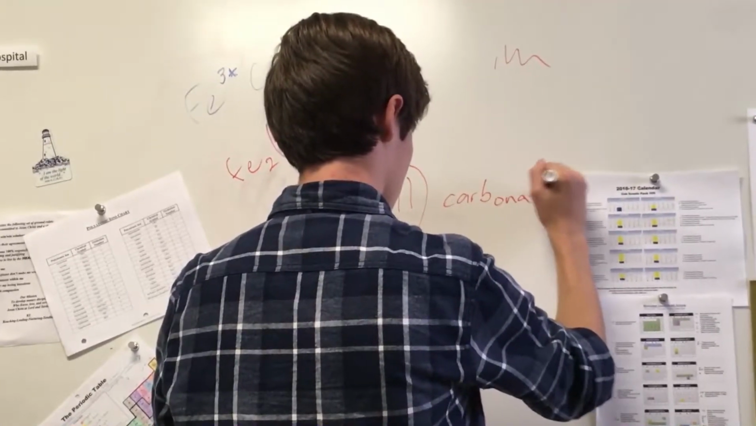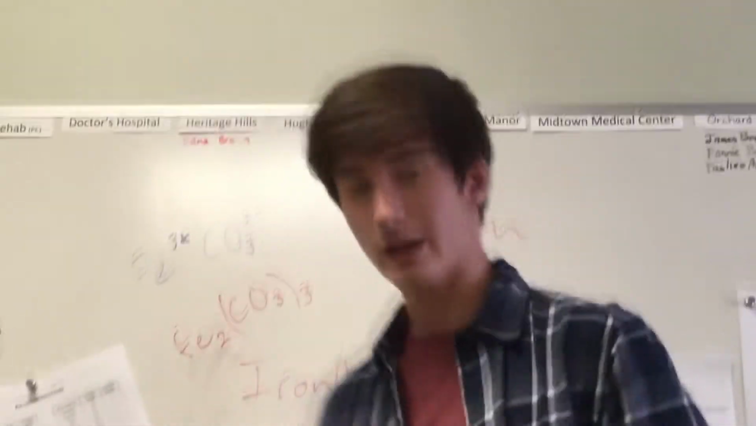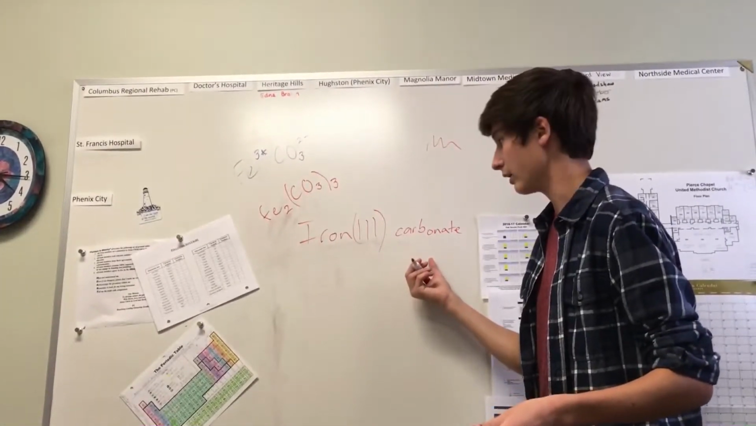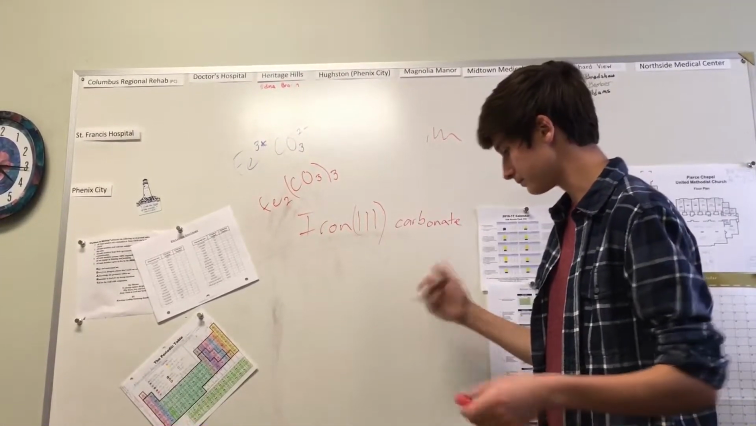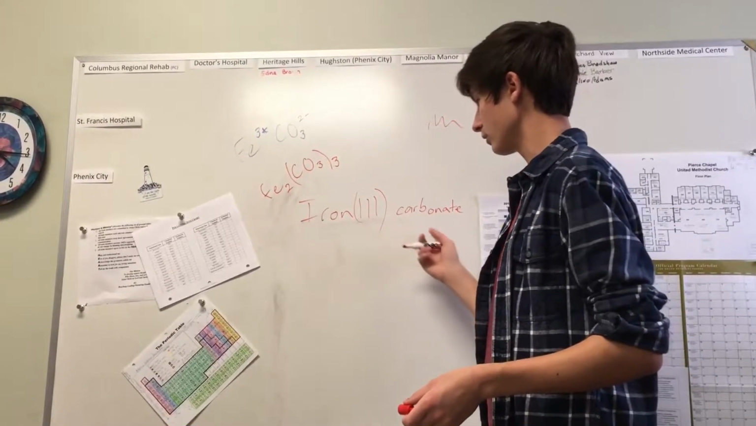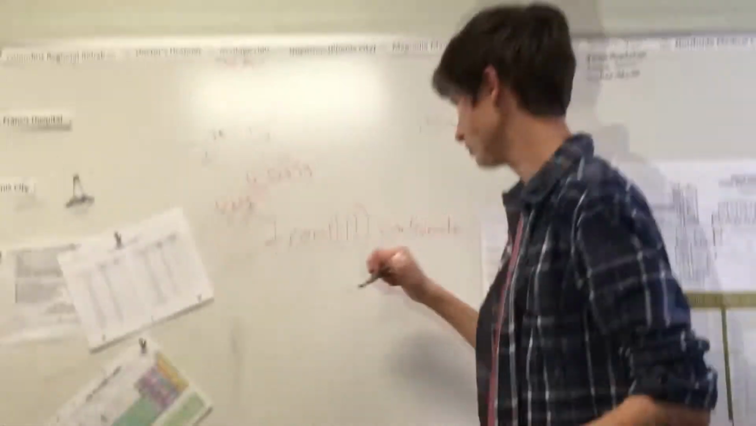And then you're going to put carbonate. Notice that it's not carbonide like we had earlier with the other ionic formulas. So iron(III) carbonate is your final answer.